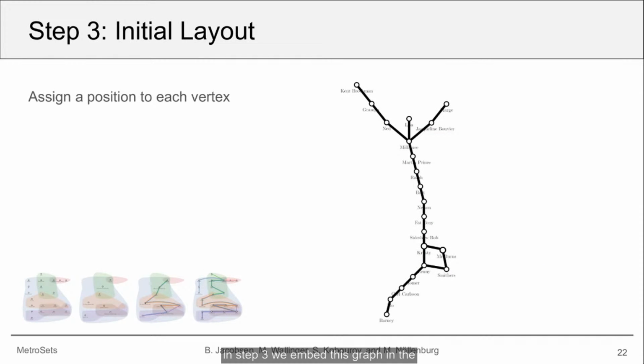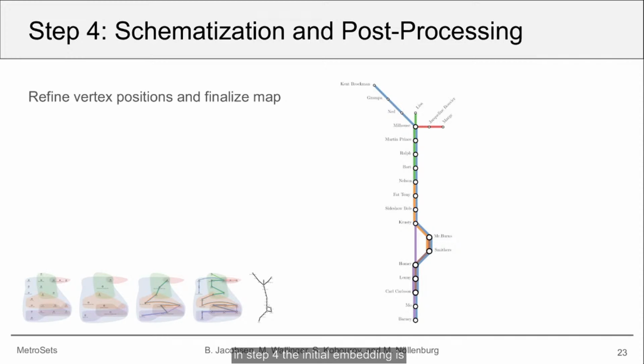In step 3, we embed this graph in the plane. During this step, we optimize several desirable properties, such as minimal edge crossings and monotone metro lines. The output of this step is analogous to the geography of a real-world metro system. We know the basic positions and connections of the stations, but their positions in the final map are still undetermined. In step 4, the initial embedding is modified using MetroMap schematization techniques in order to straighten the metro lines and align them to octilinear slopes, and generally make the map conform to the stylistic conventions of real-world metro maps.